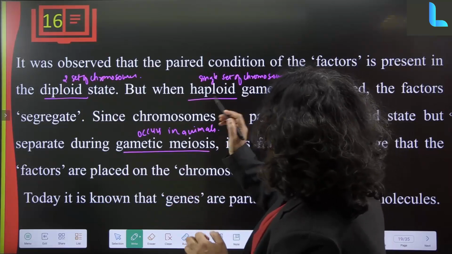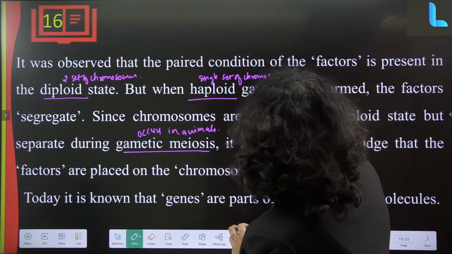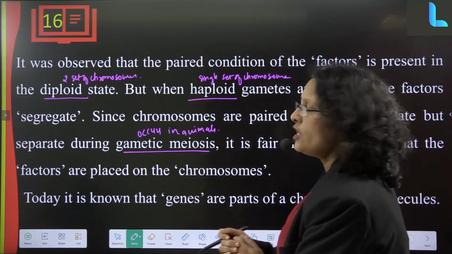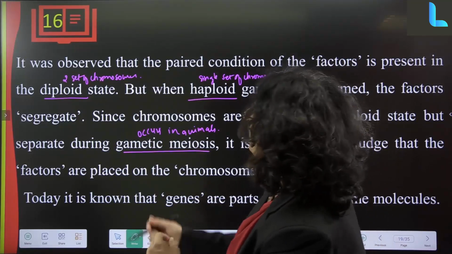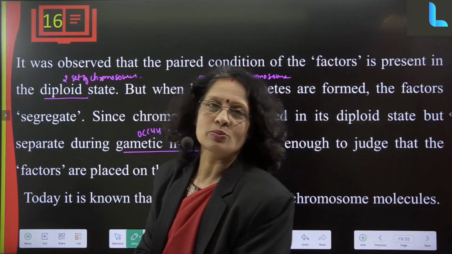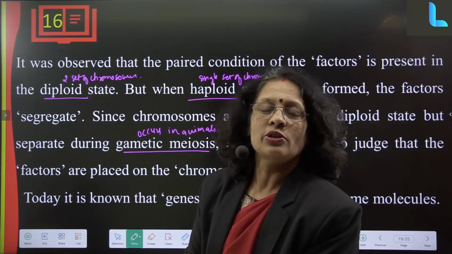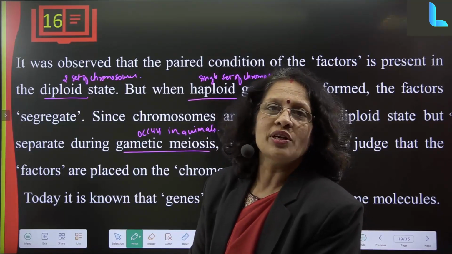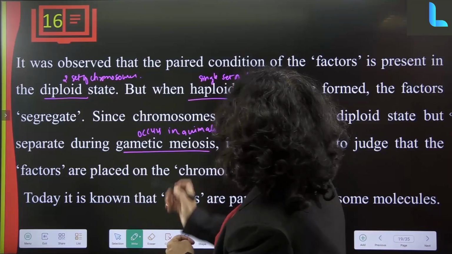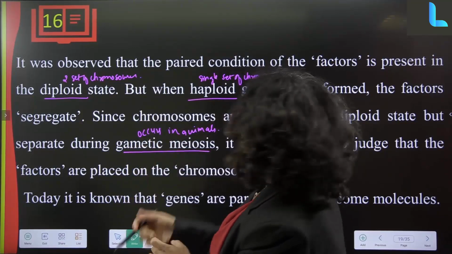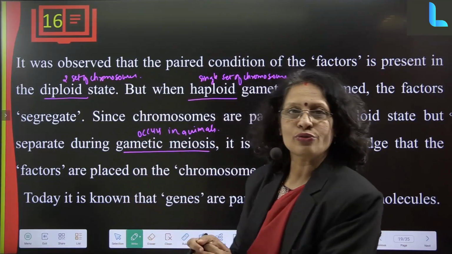Then it was observed that the paired condition of the factors is present in the diploid state. Diploid state means two sets of chromosomes. There are two terms you will be studying here: one is diploid and one is haploid. Diploid is two sets of chromosomes. Haploid is used for a single set of chromosomes.